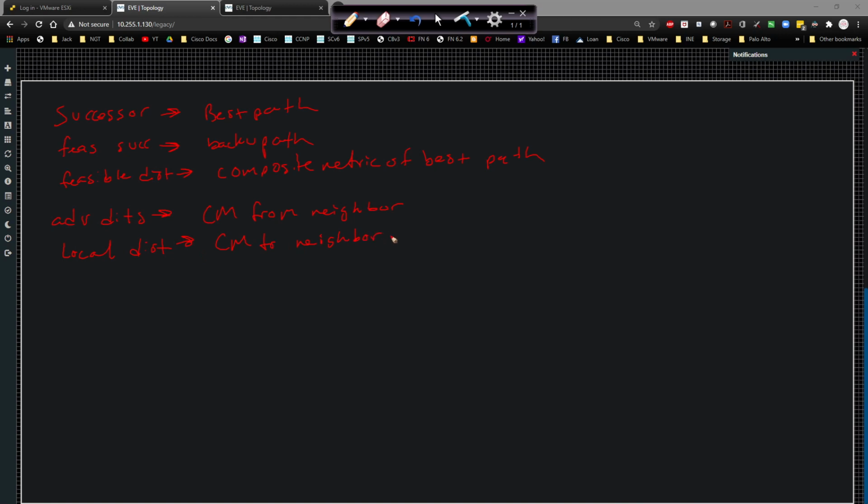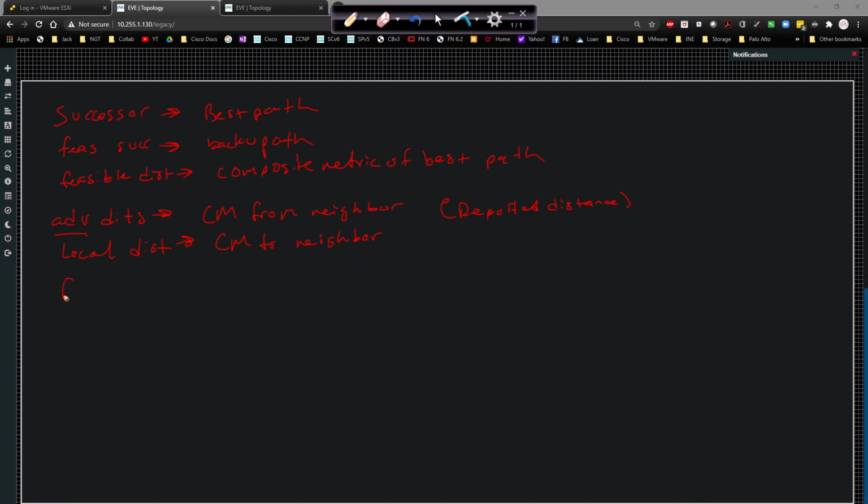A couple of little things to pay attention to here. The advertised distance is also commonly referred to as the reported distance. If you use advertised distance, that's acceptable as well. But reported distance is also something that I've heard people refer to, but most people use the term advertised distance.